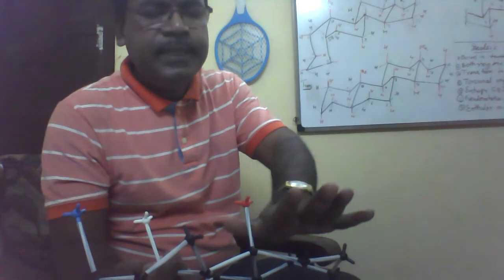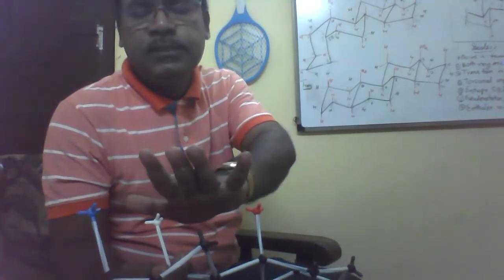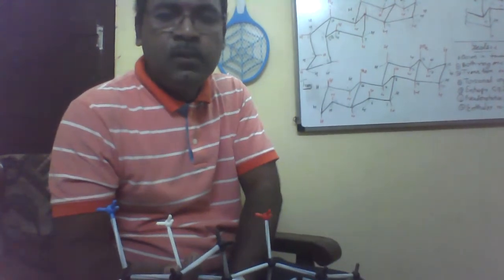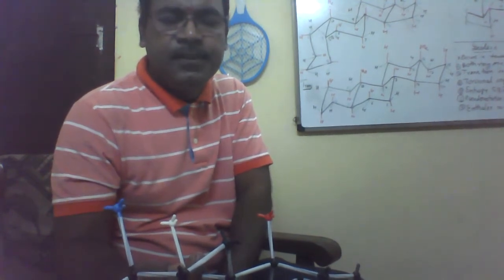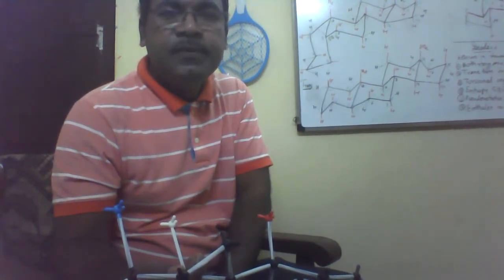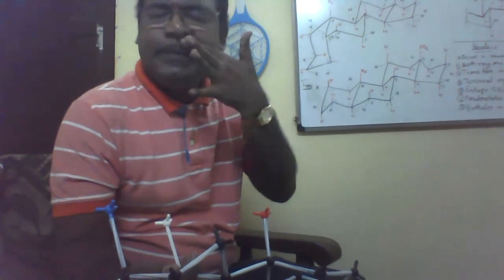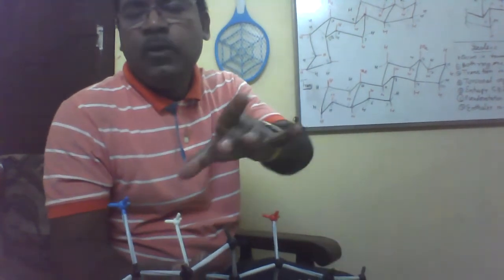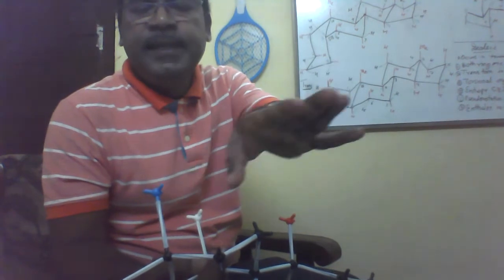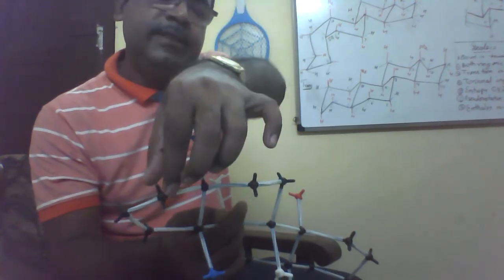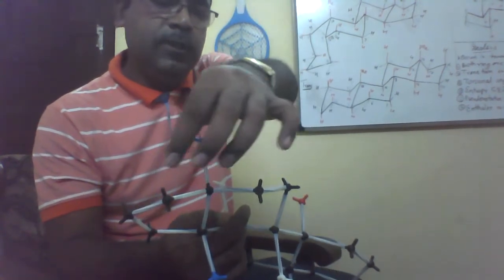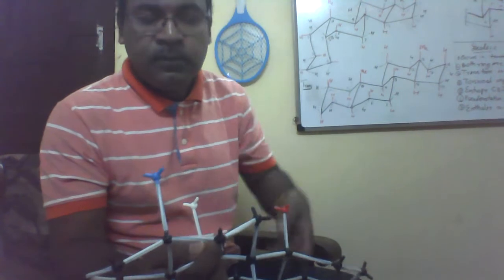So this is about ring A, ring B, and ring C. What about ring D? In ring D, there are three types of conformations. Which are the three types of conformation? This is a cyclopentane ring, and this is carbon 17. If substituent groups are present here, this is a side chain. It is possible only at carbon 17.